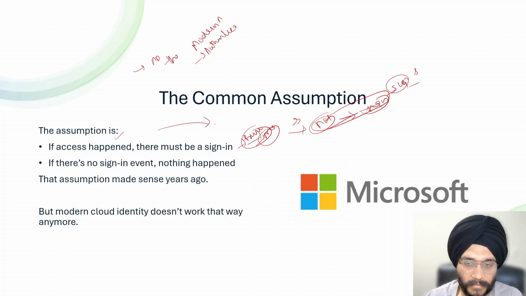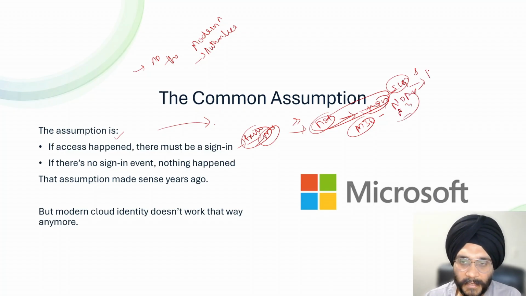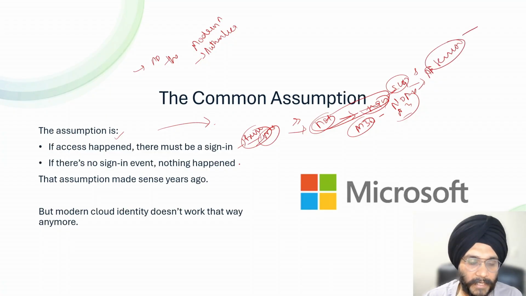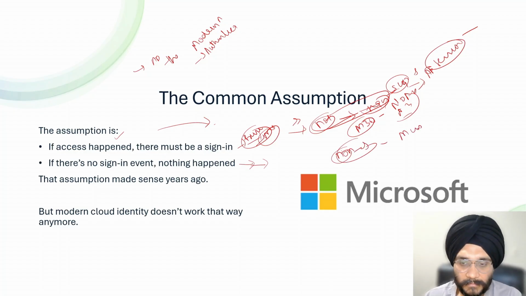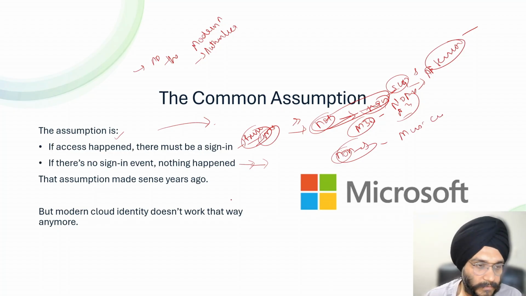So it works like this: once you are in the M365 portal, no MFA, no password is required, and everything will be done by the app. One session can be used to log into other applications. If there is no sign-in event, nothing happened. That's not completely true. I can show you there are hundreds of non-interactive user sessions available, and most engineers miss checking those sign-in logs.